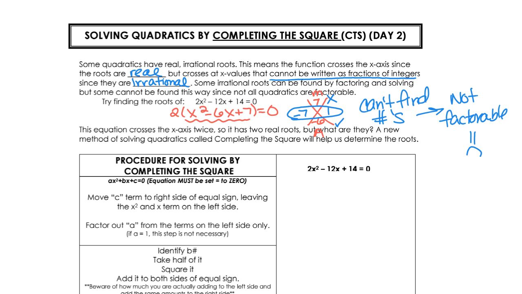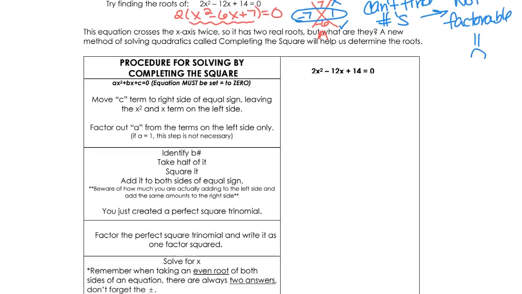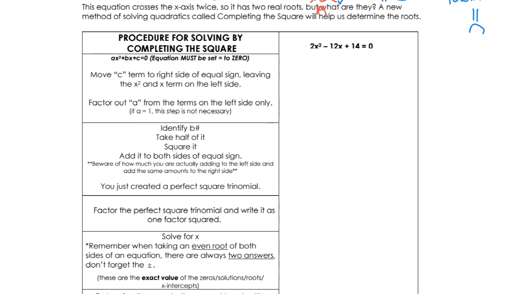This is a nice process though because it works on any kinds of roots. Whether they're rational or irrational or not real, completing the square will help you find them. So it's a good process, whereas factoring only works for rational roots. In this procedure, there's a bunch of things to remember, which is why a lot of people aren't a fan of completing the square, because it has a lot of steps to remember. It's very procedural.